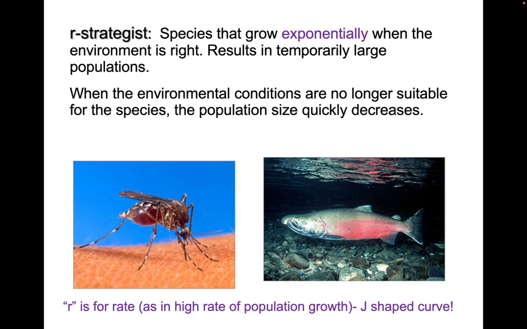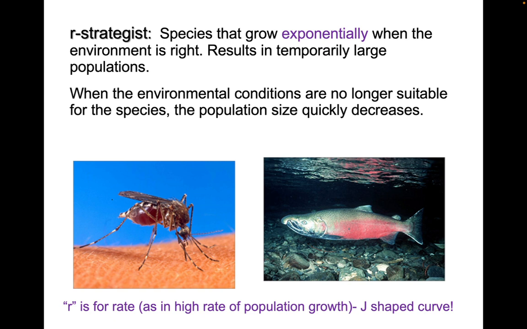R-strategist species are species that grow exponentially when the environment's right, resulting in very temporarily large populations, like mosquitoes or salmon. When the environmental conditions aren't suitable for that species, the population size will quickly decrease. R is for the rate, as in a high rate of population growth. That's a J-shaped curve. Mosquitoes are the perfect example of this, because when there is a lot of wet weather and standing water, you're going to have a lot of mosquitoes around you. However, once the environment dries up and it's no longer suitable for mosquitoes, the population quickly decreases.